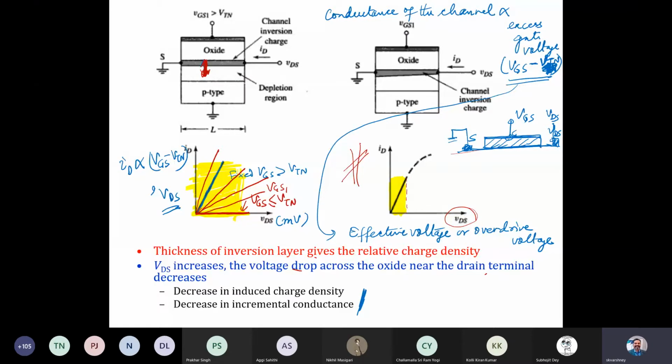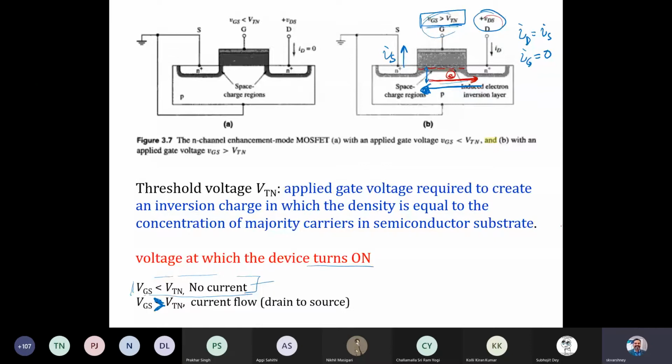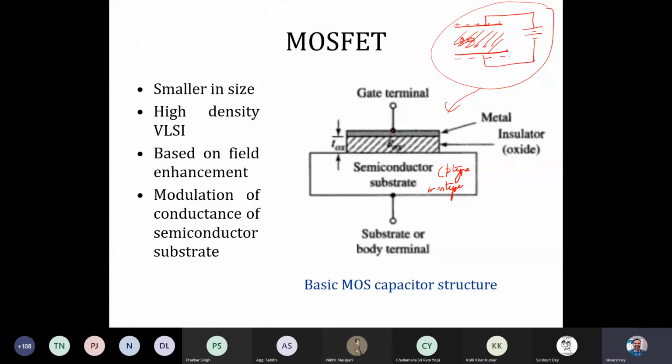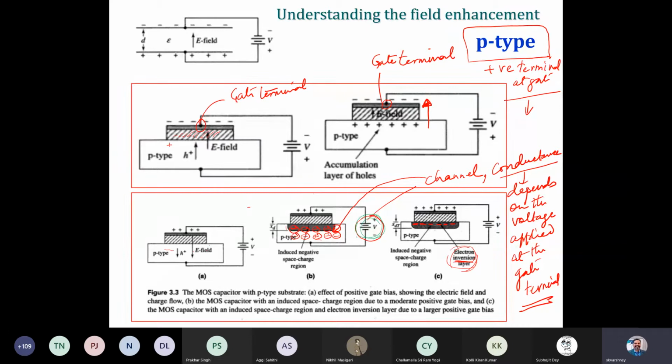So let's go ahead with the MOSFET first, the basic operation I was discussing. Just to recap very quickly, it's simply something like a capacitor: metal, oxide, semiconductor. We understood two different scenarios. One is a p-type substrate, where you apply a positive gate voltage to create an NMOS. If it is an n-type substrate, we apply a negative gate voltage and it creates a hole inversion layer in the PMOS.